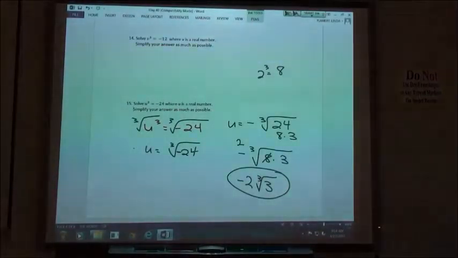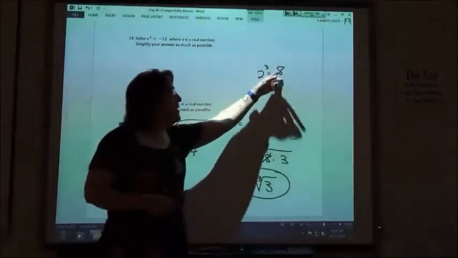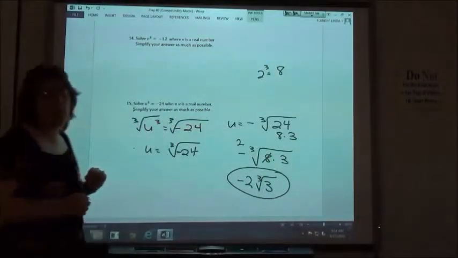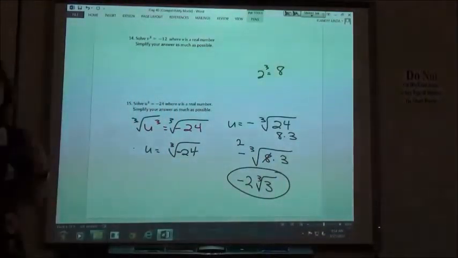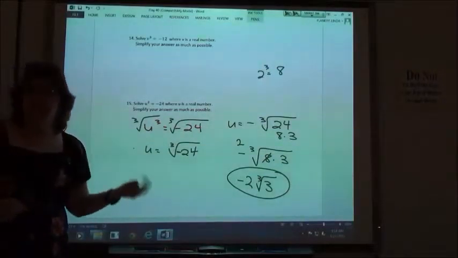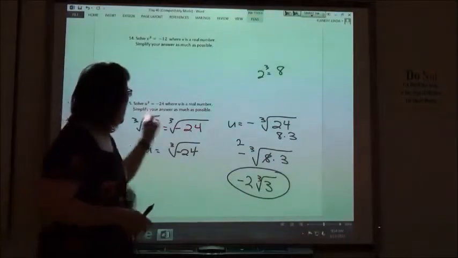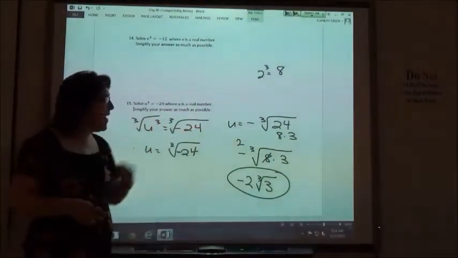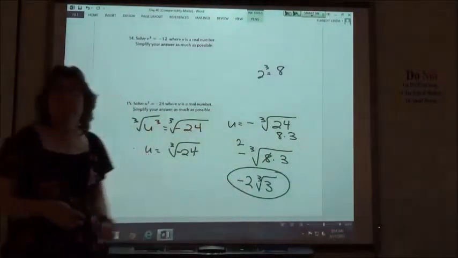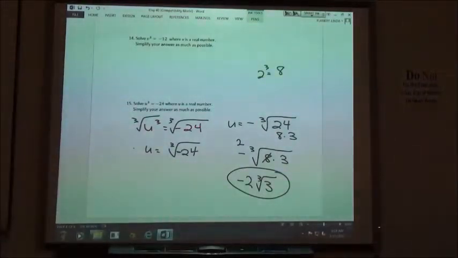So I wanted to have one of those that you could simplify. Most of the time if it's a cubed root, 8 is the most common one that's a perfect cube. But keep in mind 27 is also a perfect cube, 64 is also a perfect cube. So if it has any of those factors, I want to simplify as much as possible. And so I need to simplify it by taking out the cubed root of 8.